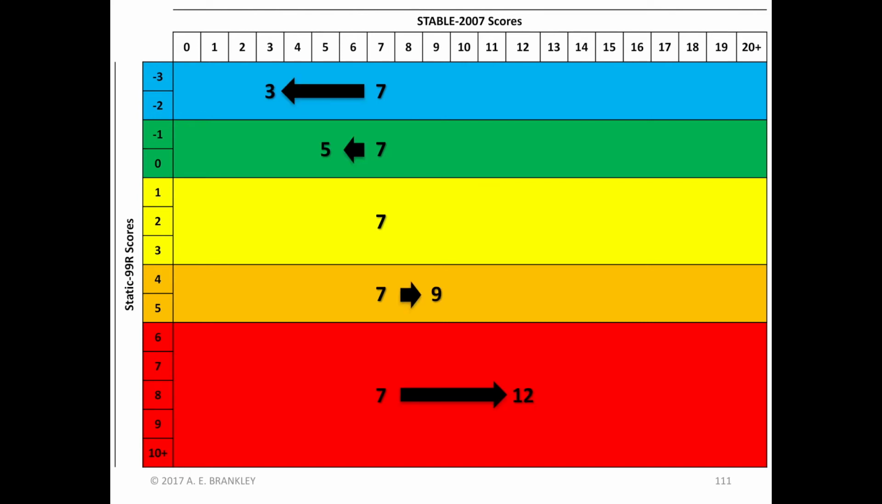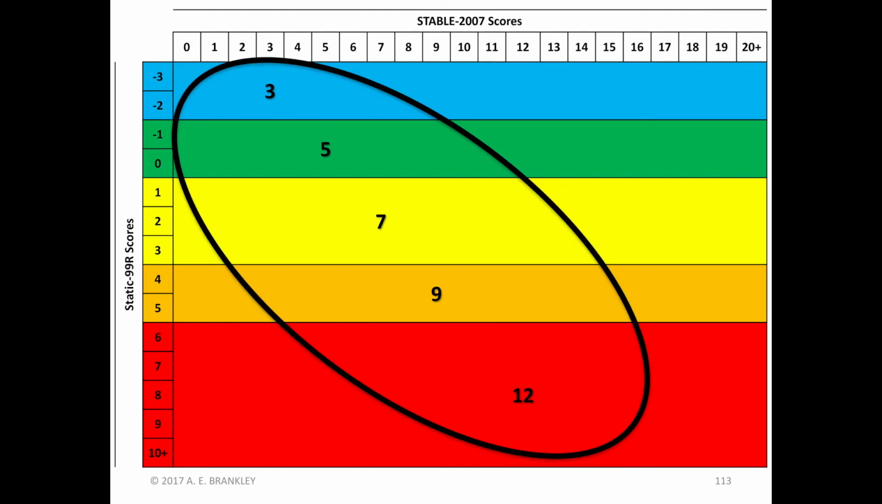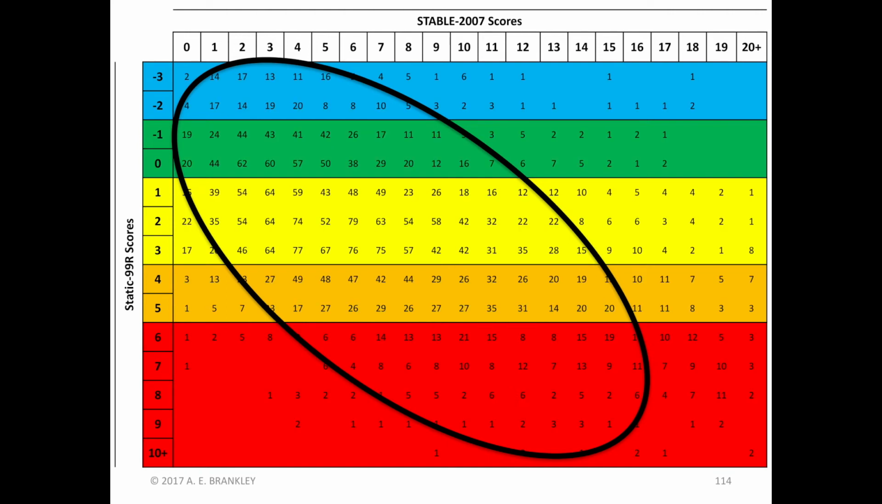If you said no, you would be correct. We did some analyses and we found, in fact, that stable scores of 3 are expected at a static risk level 1, and a score of 12 is expected at a static risk level 4B. Very different than 7. These results make sense because the tools are correlated with each other. You can see here in the frequency table how most people are in this oblong circle.